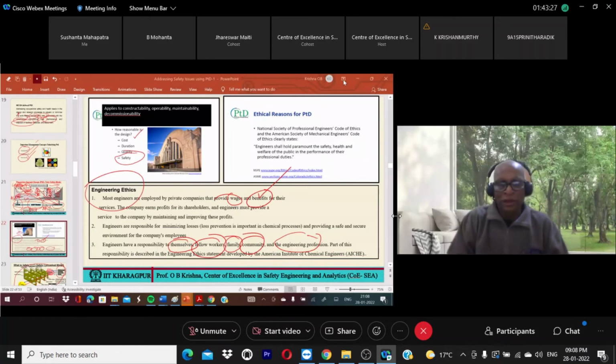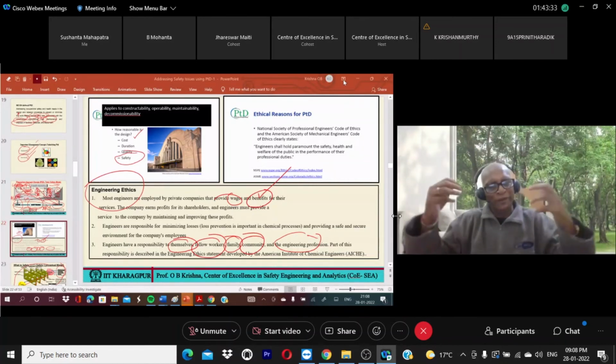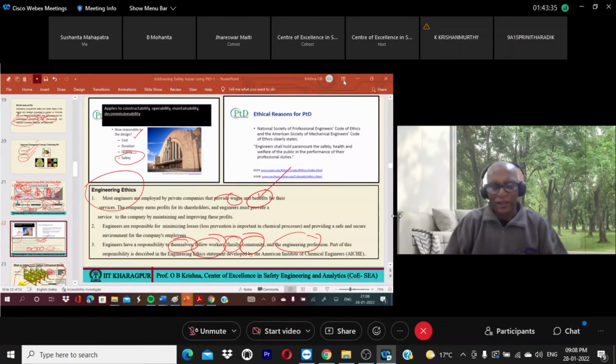Earlier, people used to say the behavior should be given more importance, behavioral based safety should be given more importance. Now the research with huge evidence has come. At least 70 to 80% of safety could be improved by putting in real engineering controls.